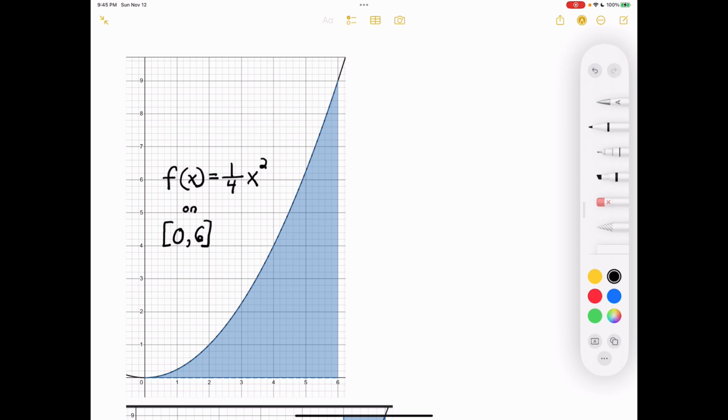So in part 1, we were given this function f of x equals 1/4 x squared on the interval from x equals 0 to x equals 6. And we were given the task to find the area under the curve, this blue shaded region. Well, we didn't know how to find it exactly, but what we did do was find a way to estimate it. And in this part, I'm going to show you a way to find the exact area of this blue shaded region and how that relates to the topic of integration in calculus.